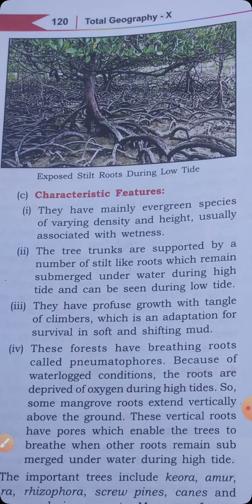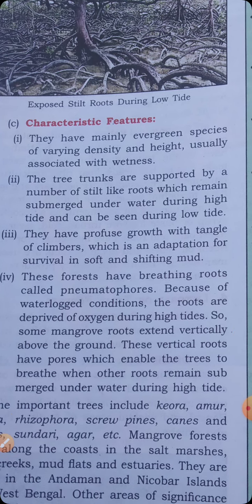They have mainly evergreen species of varying density and height, usually associated with wetness. The trees' trunks are supported by a number of stilt roots, which remain submerged under water during high tide and can be seen during low tide also. They have profuse growth with a tangle of climbers, which is an adaptation for survival in the soft and shifting mud. These forests have breathing roots called pneumatophores.